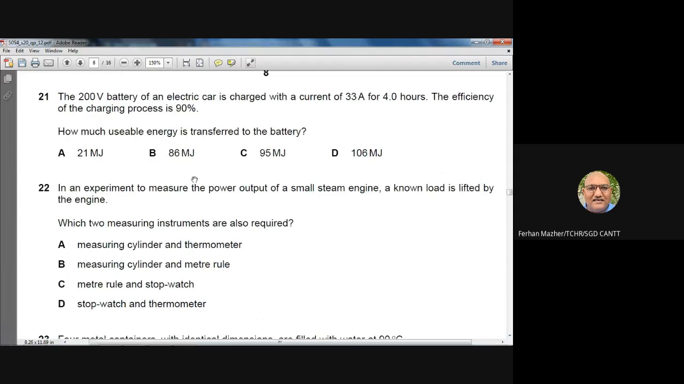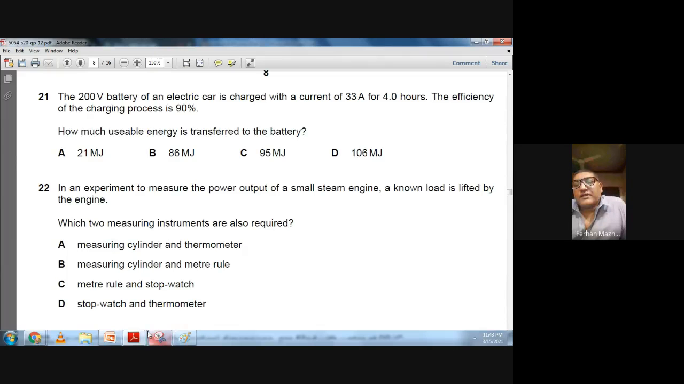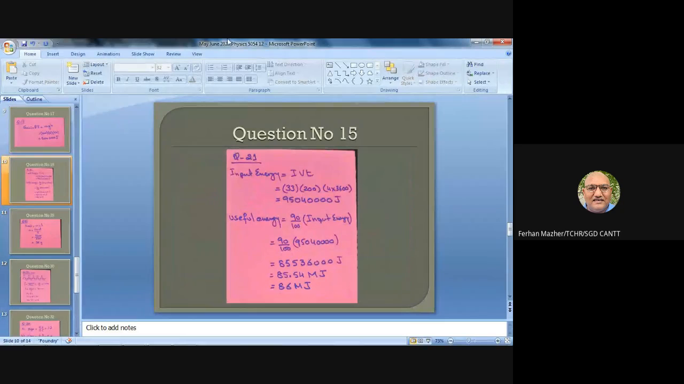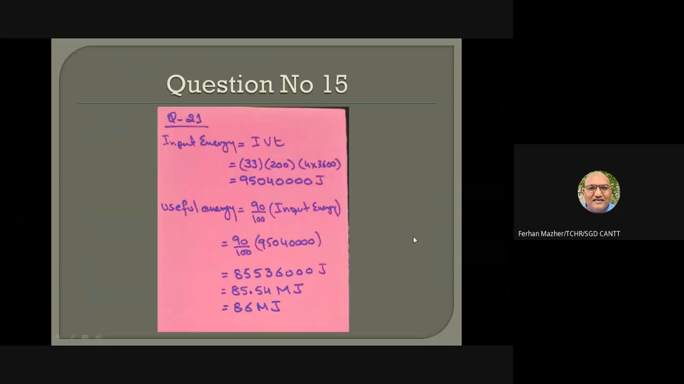The 200 volt battery of an electric car is charged with the current of 33 ampere for 4 hours. The efficiency of the charger process is 90%. How much usable energy is transferred to the battery? Okay, let me check. I've done this on the paper. Okay. So, you see the input energy is IVT. I is 33 ampere, V is 200 volt, and the time is 4 hours.